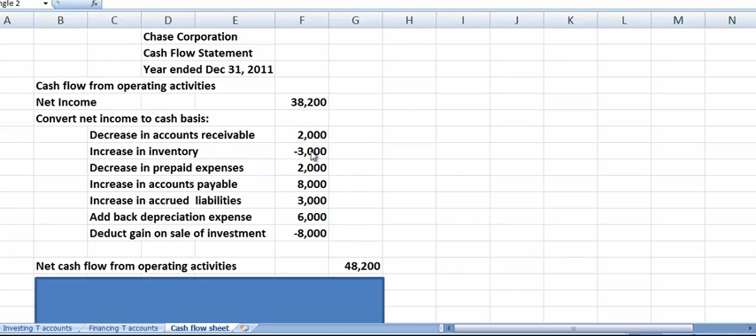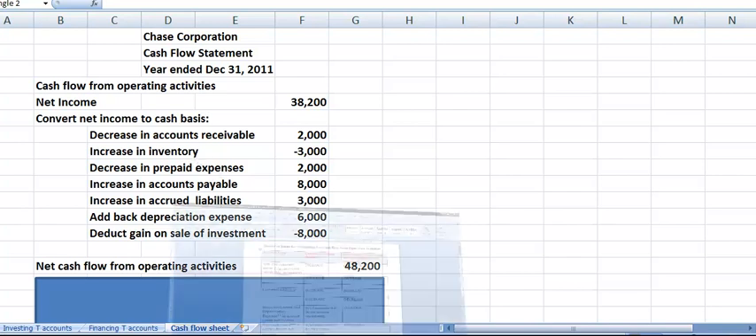We increased inventory. What does that mean? When you increase inventory, it means your cost of purchases was greater than what you reflected in cost of goods sold. Because every time you decrease inventory, you will credit cost of goods sold. But our inventory increased at net, which means we bought more. Our cost of purchases was greater than our cost of goods sold. So we want to reflect the higher amount as our expense, which was the cost of purchases. So we would decrease the 38.2 by the increase in inventory, minus 3,000.